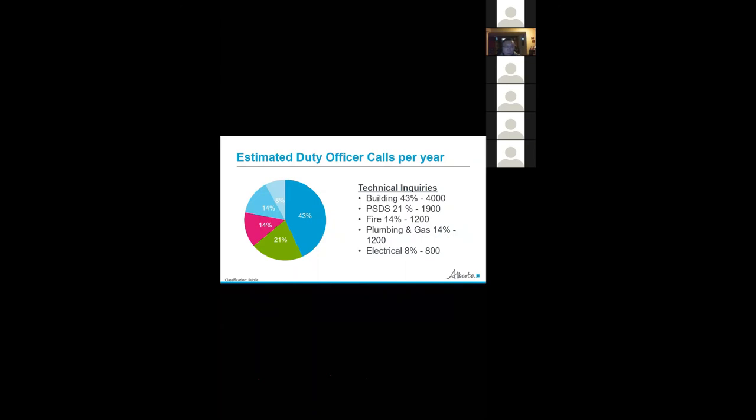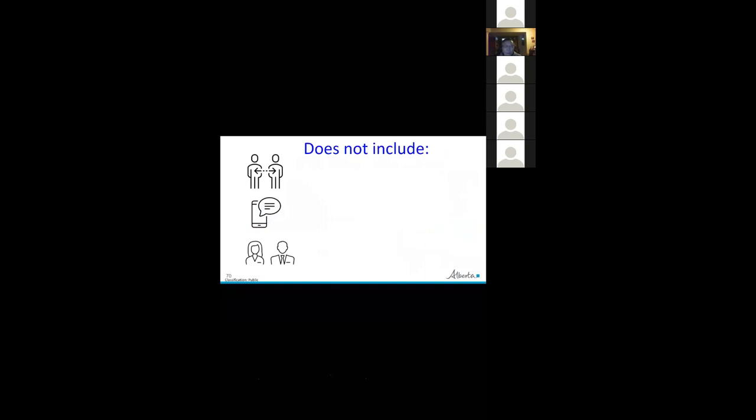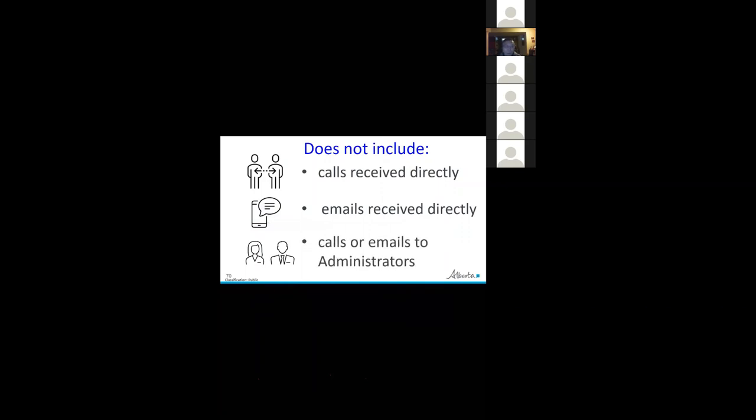In the building discipline, we have two duty officers on every work day. Of course, this doesn't include if somebody gets a call directly, or they're asked for directly, because these are just calls that have gone through the communication inquiry centers, tracked as best we can, or emails that are received directly that have not gone through the call information system, and calls or emails to myself or any of the administrators, who are not on the duty officer roster. A lot of the calls we get are technical in nature, and we field those as they come through.